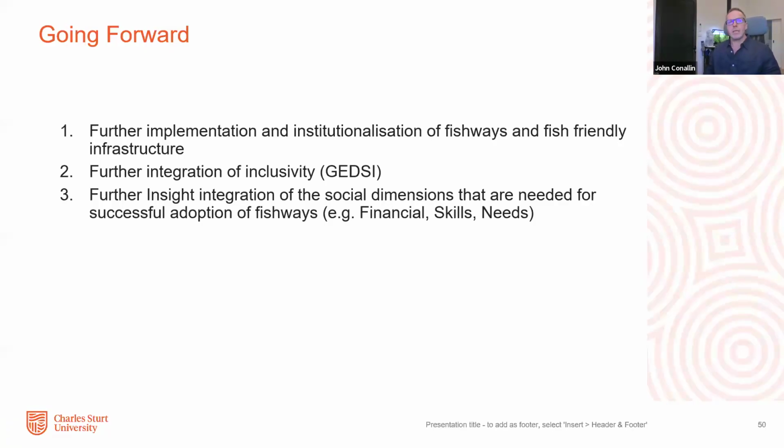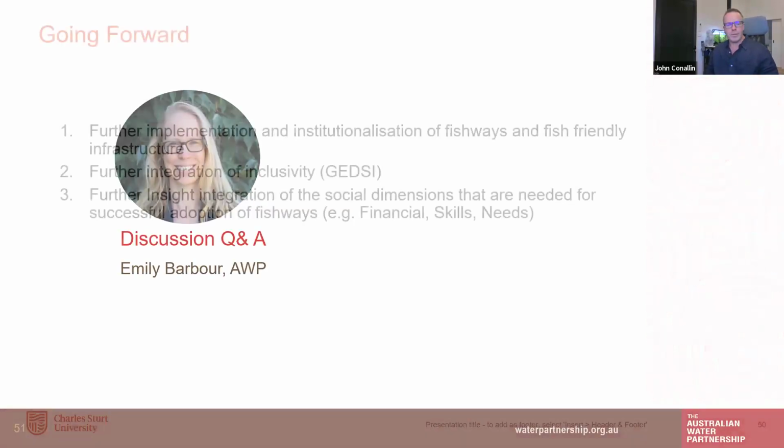So going forward, adding the social component to the infrastructure building component has given us a lot of new insight into how we will continue to implement and institutionalize fish passage in Southeast Asia and other countries that we're working in, including Australia. We will continue with what we're doing, but we will do it in slightly different ways around the social aspects. Inclusivity will remain a major component. And then really this further integration of the social concepts and the social dimensions into fish passage implementation. Thank you.